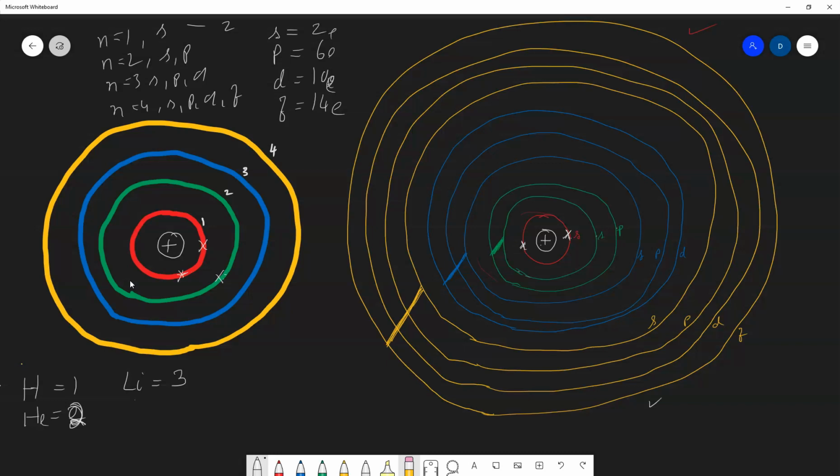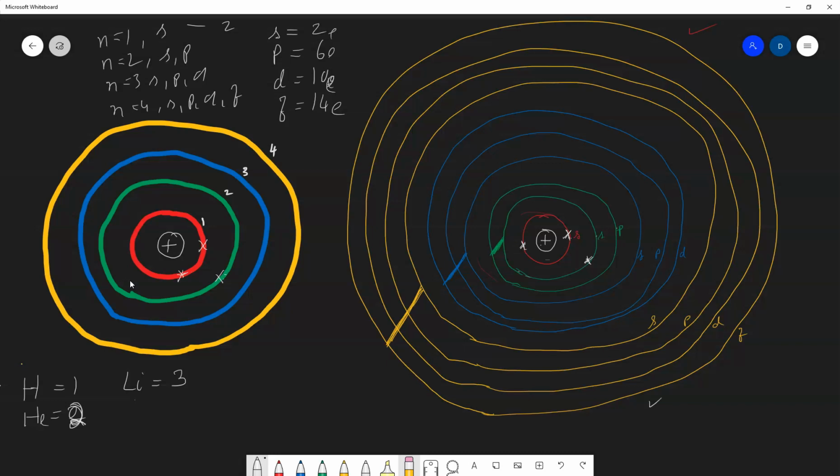Only when that orbital is full can you go to the next orbital. So the third electron will go in the s orbital of the second shell. Remember, the s orbital of the first shell is already full, because an s orbital can have a maximum of 2 electrons. The third electron of lithium will go in the s orbital of the second shell.